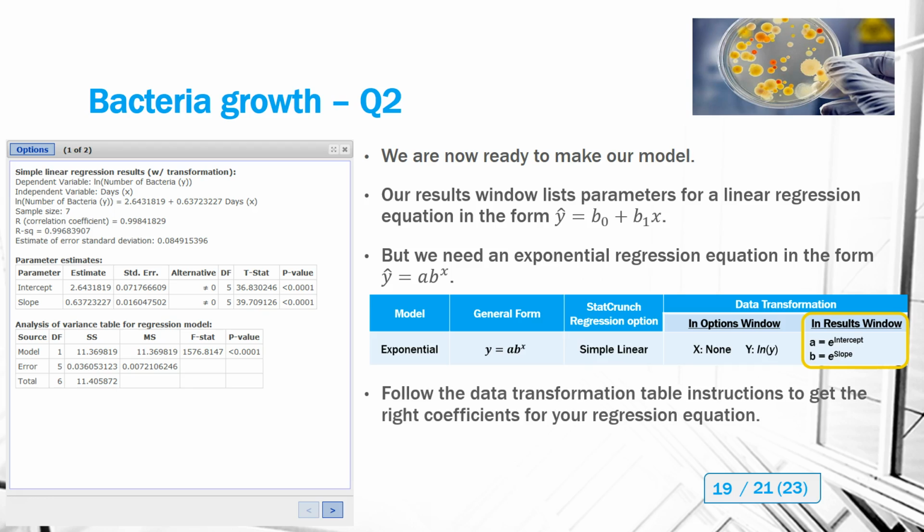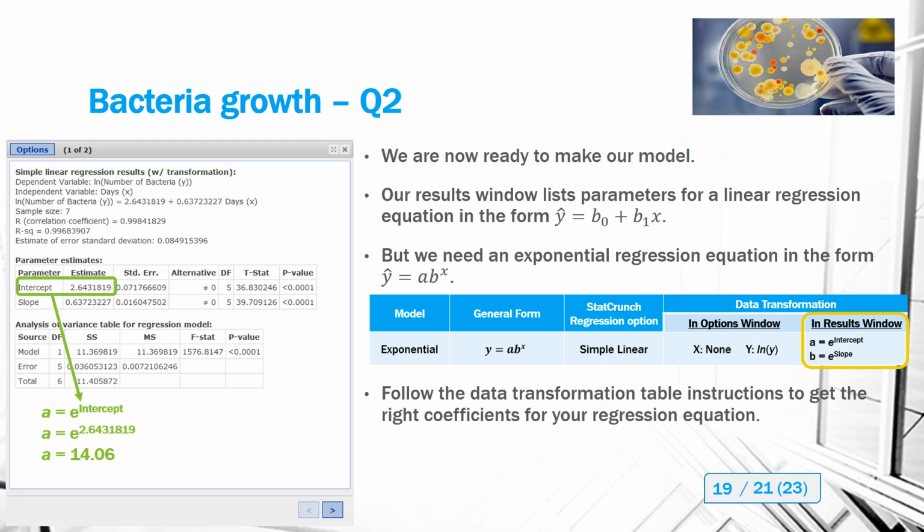Just follow those instructions and everything comes out. So the first equation listed in the results window, a equals e to the intercept power. So what I'm going to do, go up to my parameters table in the results window and get that value for intercept. And then I'm going to substitute that into the equation listed in my data transformation table. When I do that, I get a equals e to the 2.6431819 power. And yes, I'm carrying all those digits in with me, so I minimize rounding errors mid-calculation. It comes out to be 14.06 when I punch that out on my calculator.